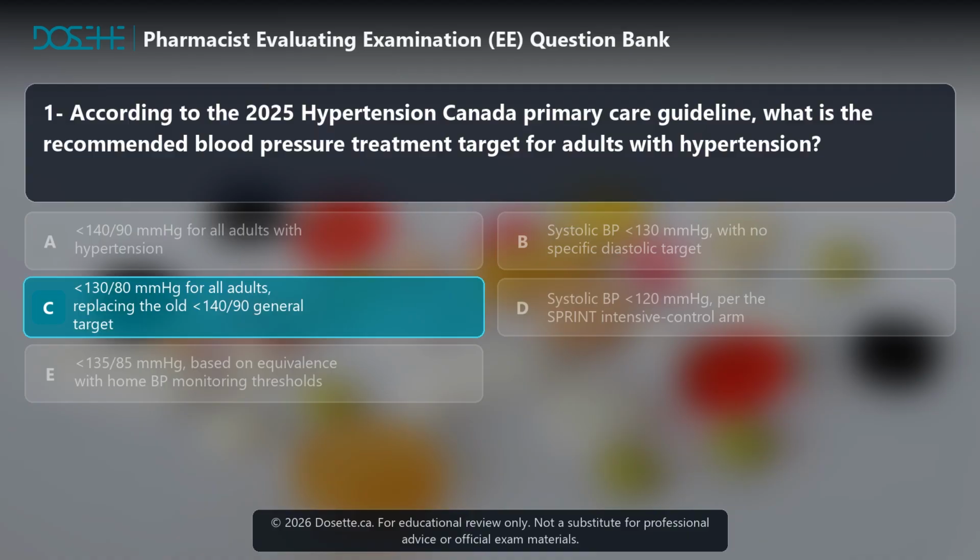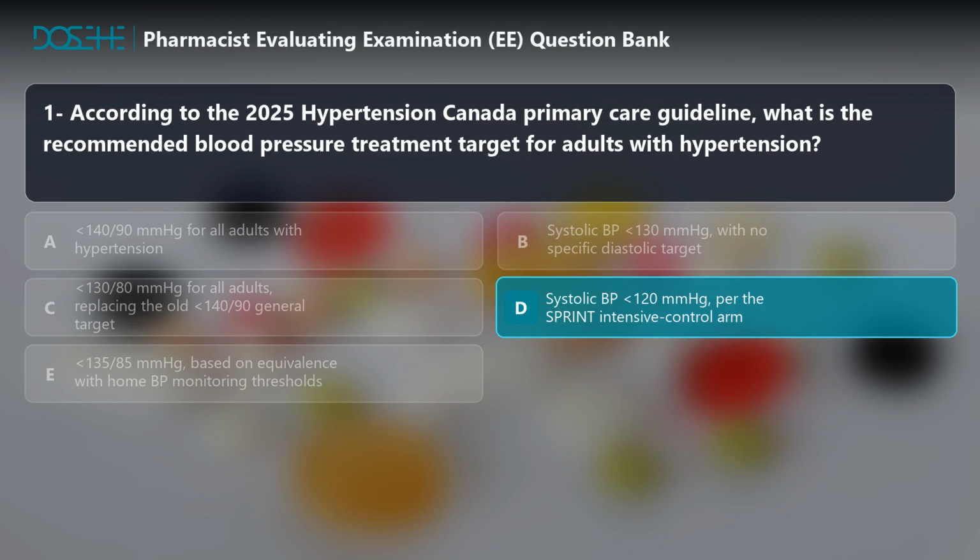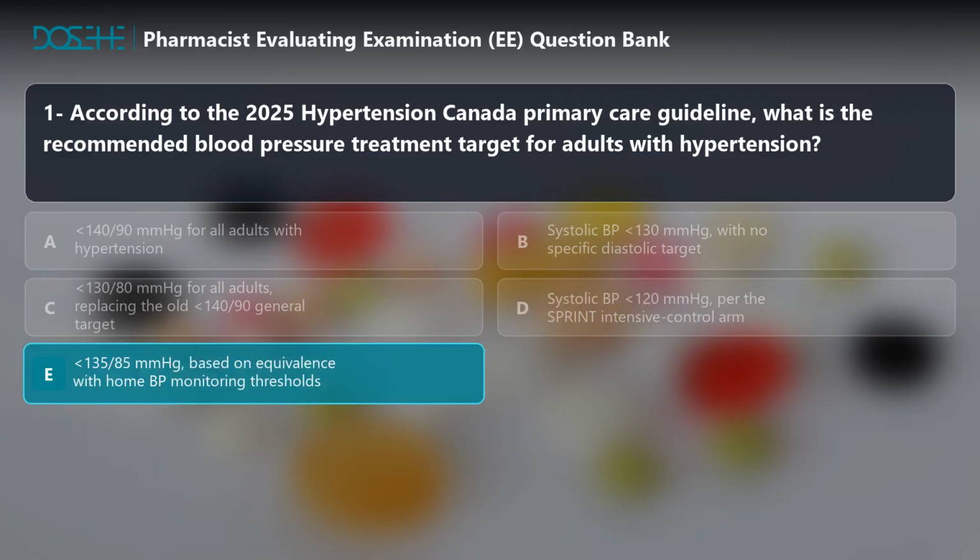Option C, 130 to 80 mmHg for all adults, replacing the old 140/90 general target. Option D, systolic BP, 120 mmHg per the SPRINT intensive control arm. Option E, 135/80 mmHg, based on equivalence with home BP monitoring thresholds.